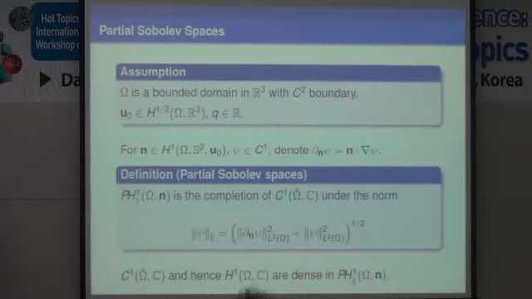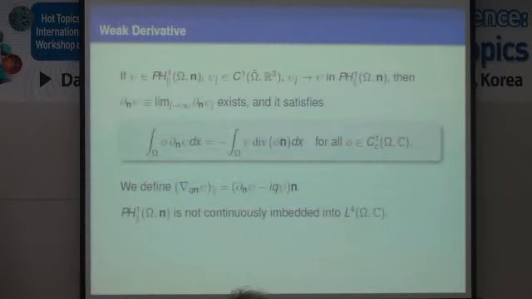Okay, but now n could be varying, so n changes directions, but n is a unit vector. N is a unit vector, but it can change directions. In this kind of norm, you define the partial Sobolev space, and of course, this space can only enjoy partial properties of the usual Sobolev space.